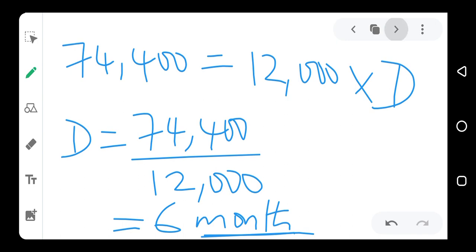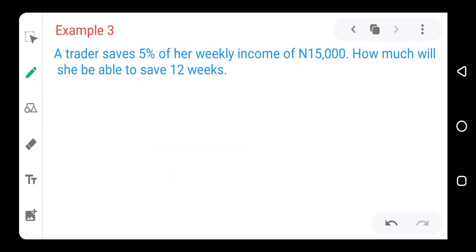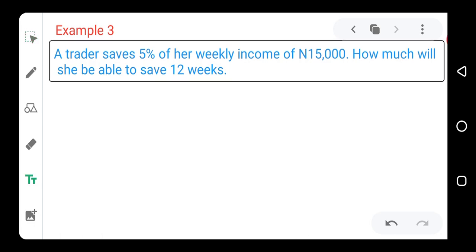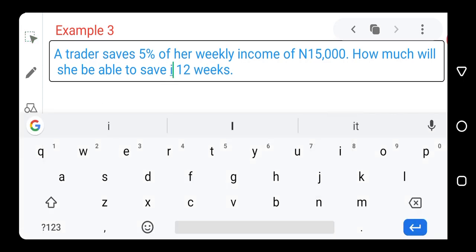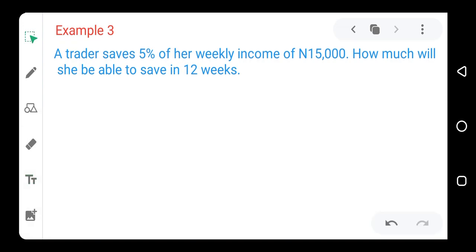Now let's look at another example. A trader saves 5% of her weekly income of 15,000 naira. How much will she be able to save in 12 weeks? Now, solution.